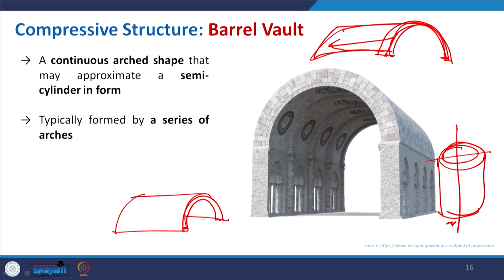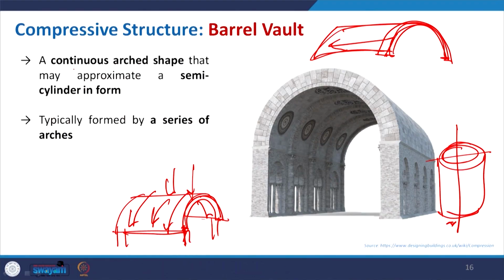your barrel vault. Now, here also, because it has similarity with your arch, the load is transferred through compression. Whatever load is applied on it will be transferred to the support. Normally it is supported by some load bearing wall, and it is normally used for making corridors and as a rooftop in many buildings. So, a continuous arch shape or the stretched arch may approximate to a semi cylinder in form.